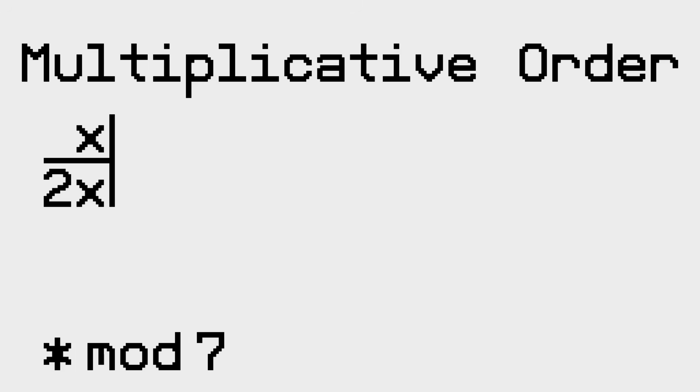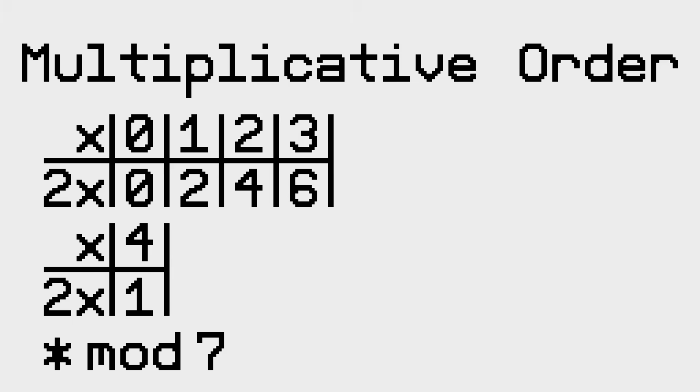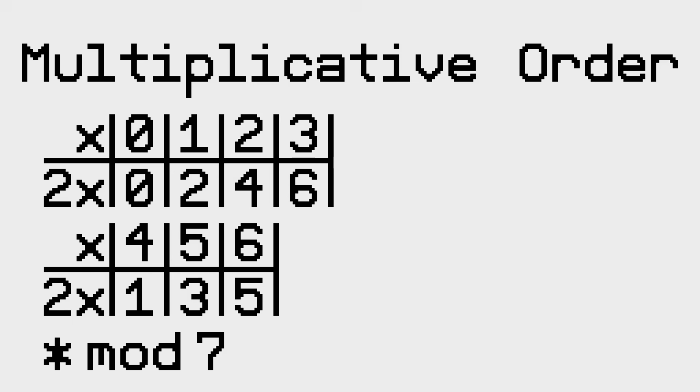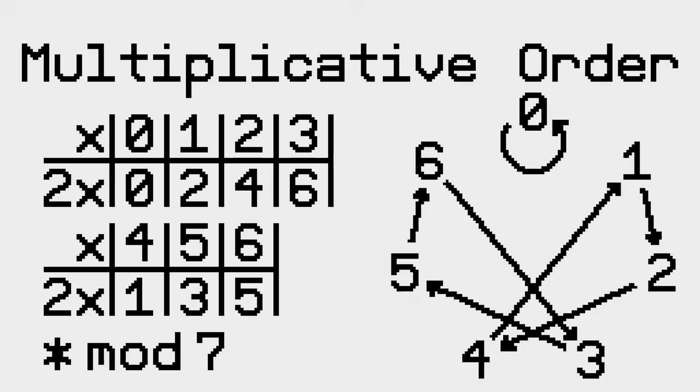Let's look at how all the residues behave when multiplying by 2. 0 goes to 0, 1 goes to 2, 2 goes to 4, 3 goes to 6, 4 goes to 1, and so on. If we put all the residues in a circle and draw arrows representing which numbers go where after being multiplied, they form cycles. Starting at 2 and following the arrows is like exponentiating because following an arrow multiplies by 2.